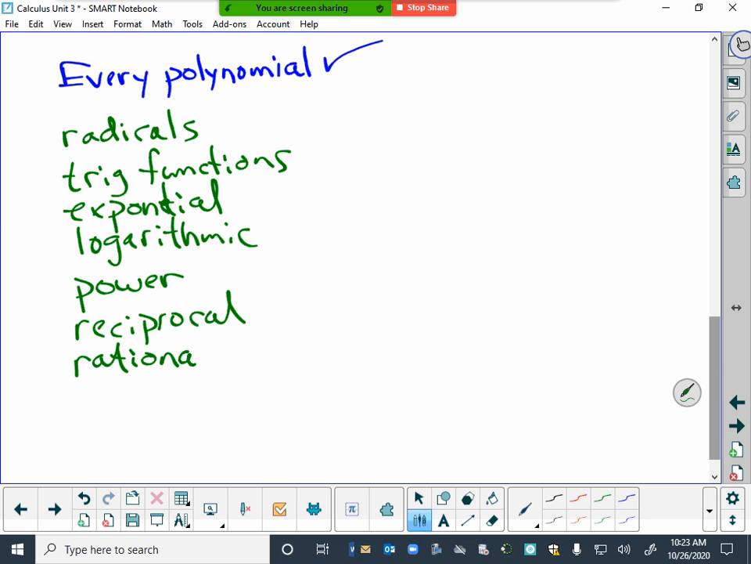Of course, our rational functions were a ratio of polynomials, sort of related to reciprocal functions, sort of related to polynomials. So we've got all of these different things, and there are others that you may not even know about yet at this point. Okay. So there are these parent functions that we need to be able to figure out the derivatives of. And then there are combinations of these.